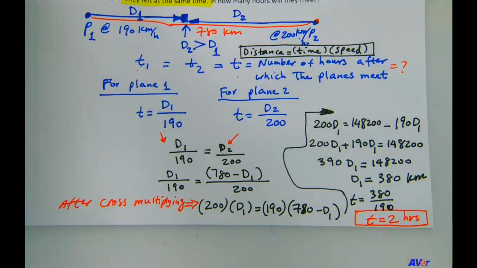But remember, the 2 hours is the same time that both planes must have been in the air. It's just that the distance they traveled is not the same, because one plane is faster than the other. But they departed the cities at the same time. So when they meet, they must have been in the air during the same period of time. Okay, I hope this matches what you have, and if not, I hope this answered any questions that you might have had. If not, let me know.